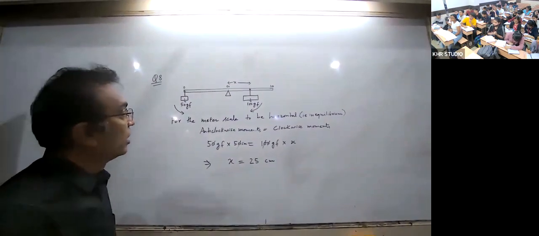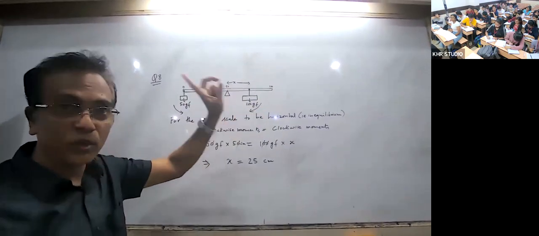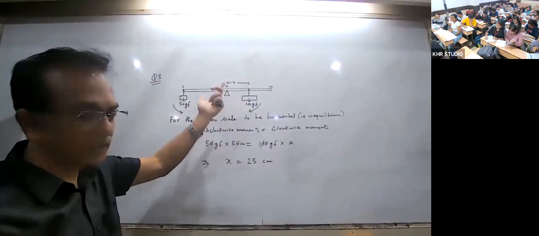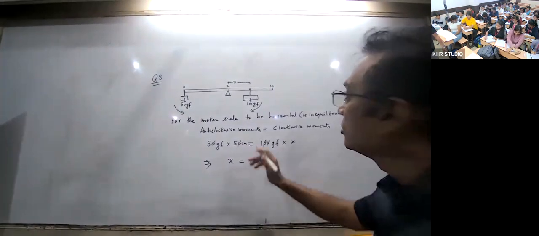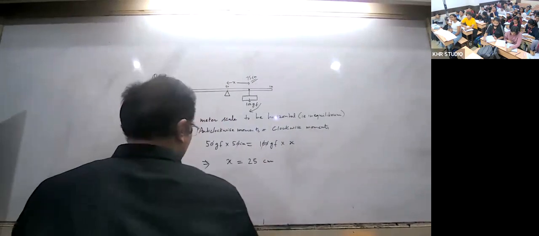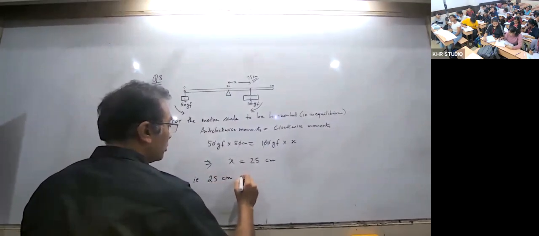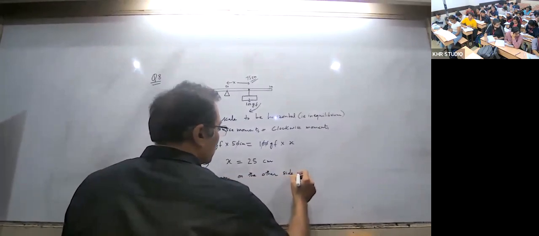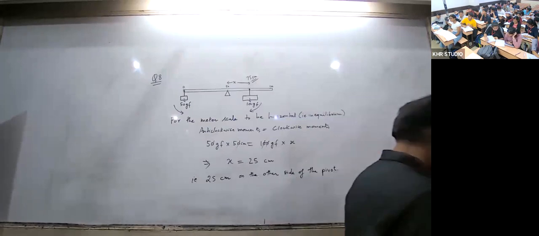So this means what? The 100 gram force has to be at 25 centimeters from the pivot on the other side. So it will be at 75. The answer is 25 centimeter on the other side of the pivot.